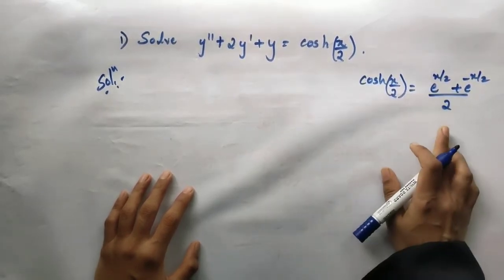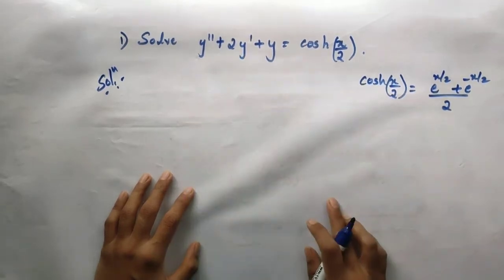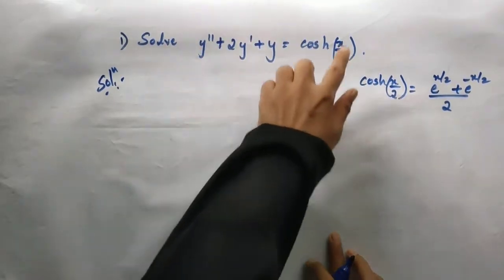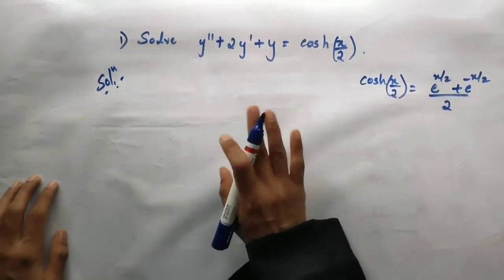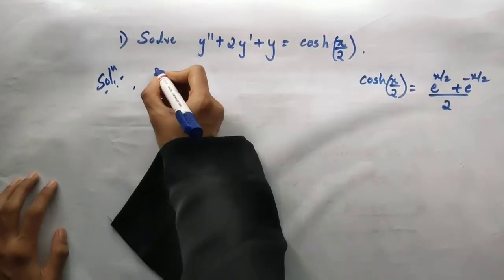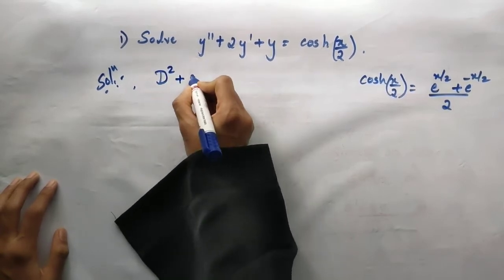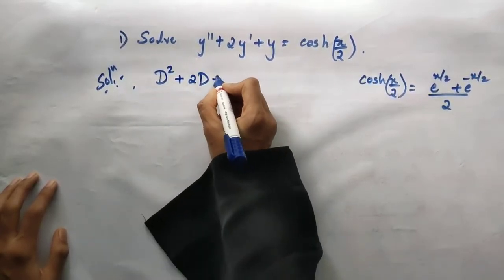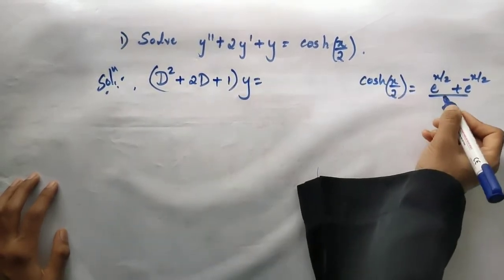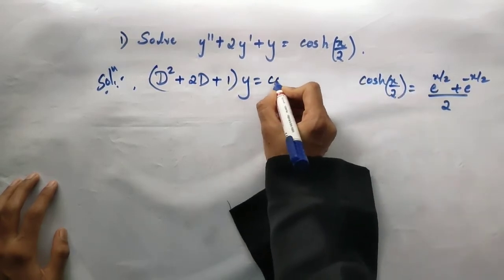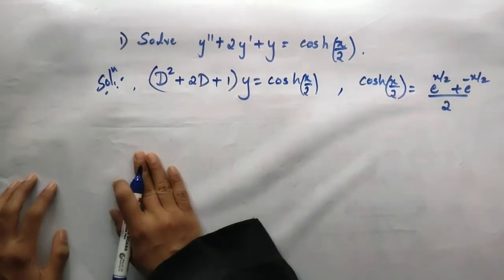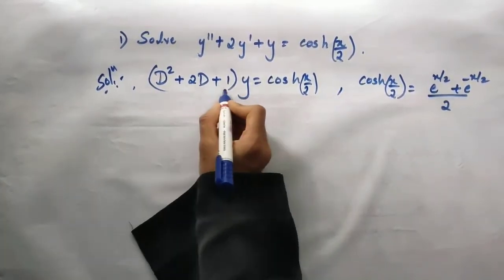So it is of type 1. This example is of type 1 where phi of x is an exponential term appearing on the right hand side. First let us rewrite that equation in the standard form. In standard form you replace every d by dx by capital D. So you write D square plus 2D plus 1 of y is equal to cos hyperbolic x by 2. First let us write it as it is, later we will replace, because we do not have enough space.